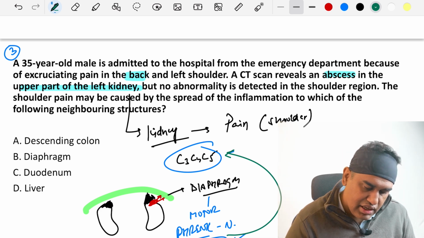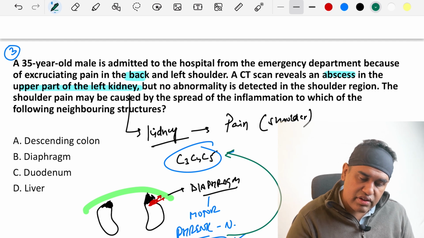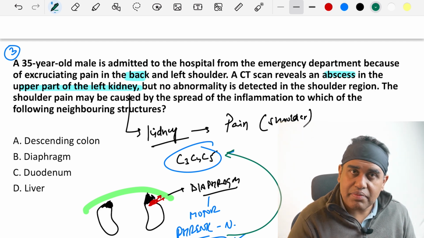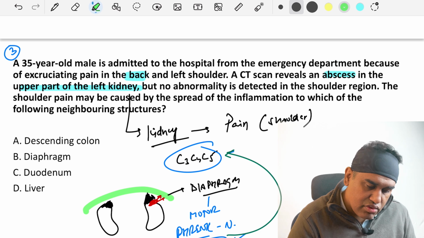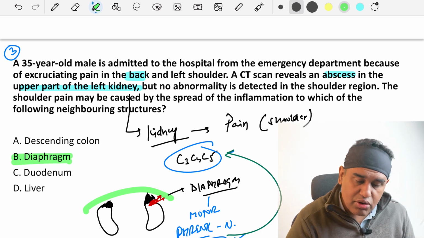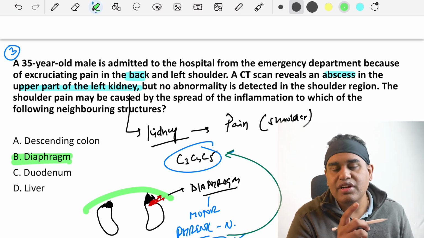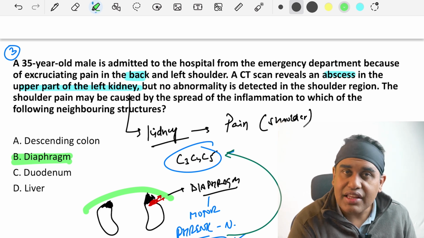So the question is, the shoulder pain may be caused by spread of inflammation to which of the following neighboring structures? The neighboring structure over here would be the diaphragm, the thoracoabdominal diaphragm, because of the relation of the diaphragm to the kidney.